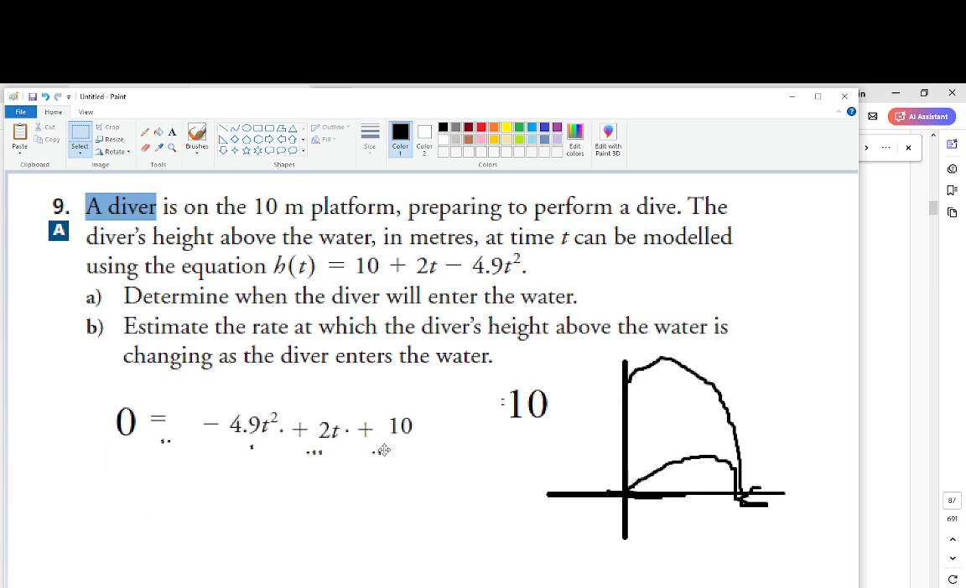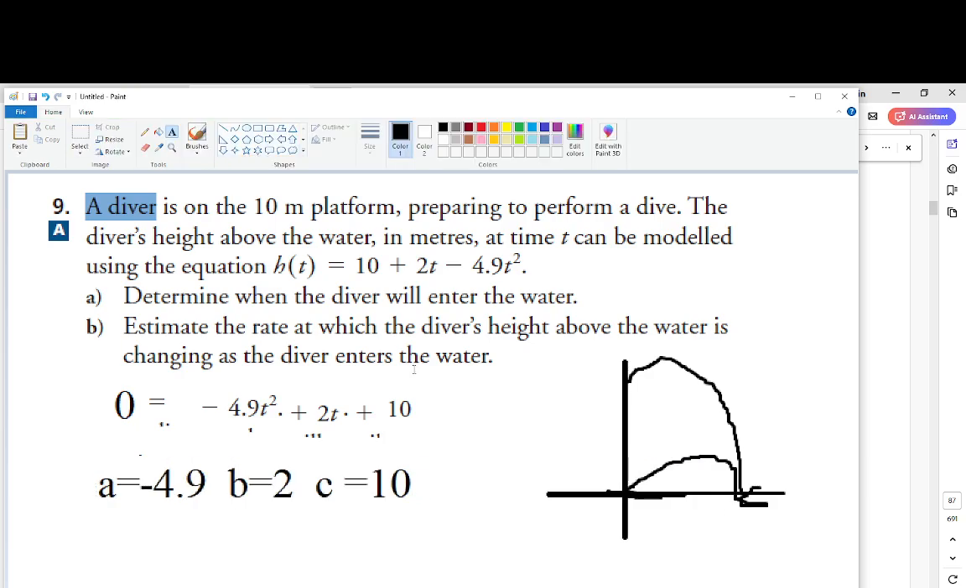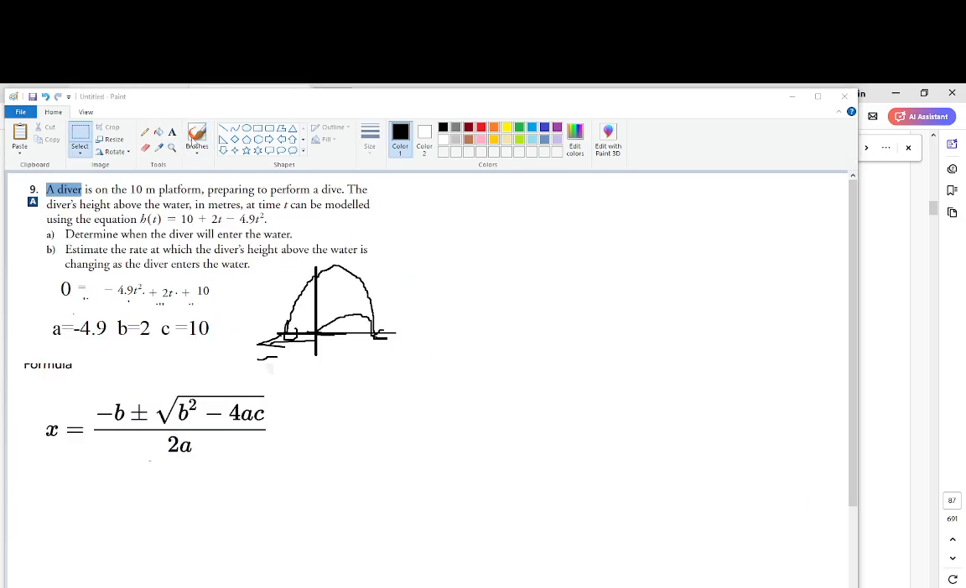And the quadratic equation says that a is minus 4.9, b is 2, and c is 10. Also note that there will be two results for this parabola because it faces down. One of the results will be over here, but that is negative time along the x-axis. There's no such thing as negative time, so we're only concerned with the positive result. So now we just fill it in. Notice that it's negative b, so whatever b is, we have to make it negative.